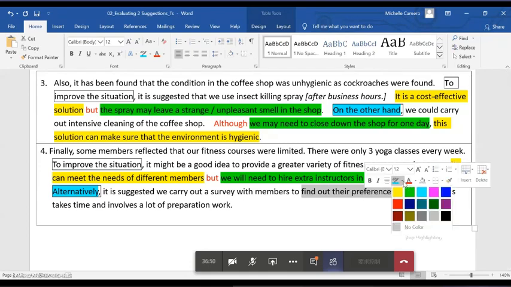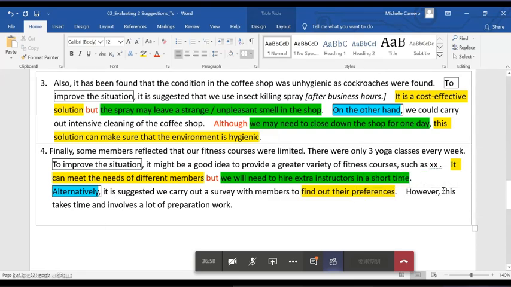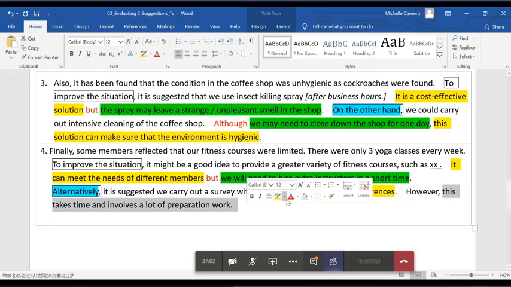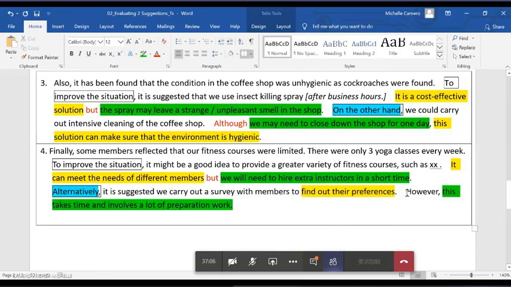Okay, that's the advantage. If you know what they want, then it's easier for you to give them what they want, right? It's easier for you to give your customers what they want. However, this takes time and involves a lot of preparation. Okay, so that is the disadvantage. They used however to show the relationship between the advantage and disadvantage.